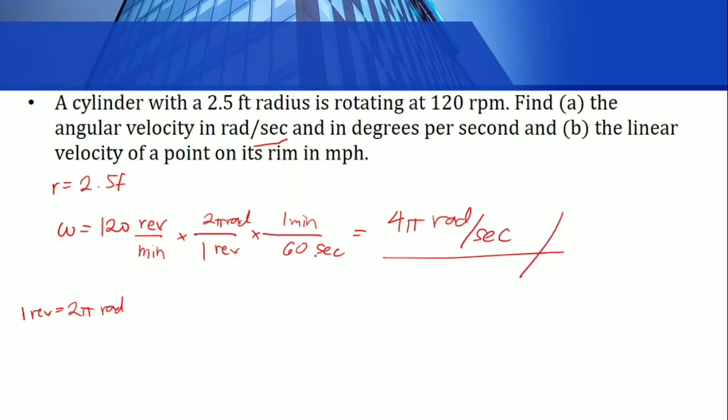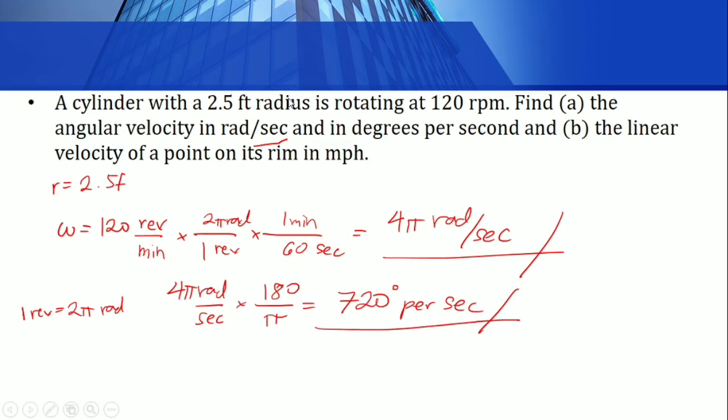And in degrees, sabi niya din doon. So para ma-convert natin ito in degrees, so 4 pi rad per second. So i-multiply natin siya ng 180 over pi. So that will be equivalent to 720 degrees per second.